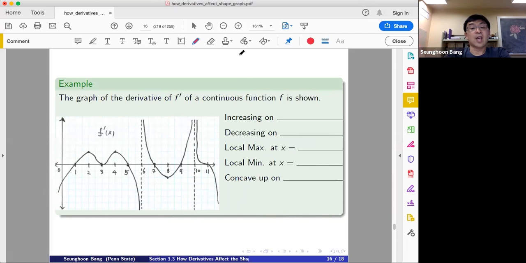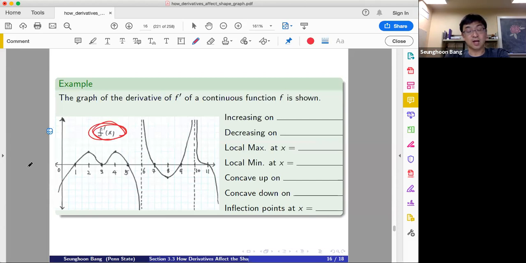So you can check concave up. What are the intervals where f is concave up? Where is f concave down? Find the inflection points, only x values. This graph is exactly f prime of x. So how can you solve this kind of problem?